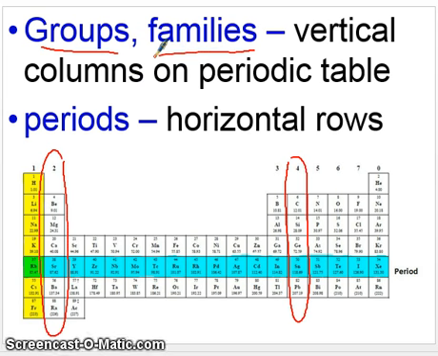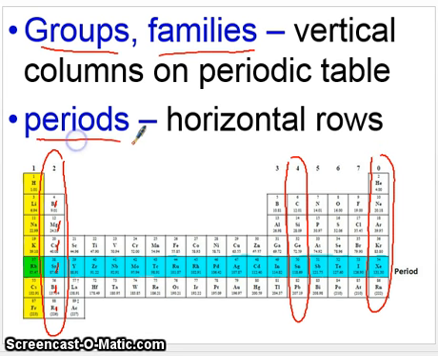The reason they're called families is because every element in that group is alike. They have similar properties to each other. For example, the famous group, the noble gas group, all these elements are unreactive. That's their family characteristic, you can say.